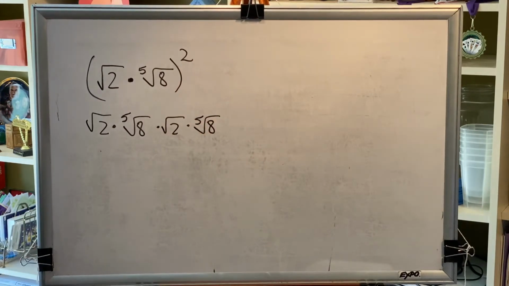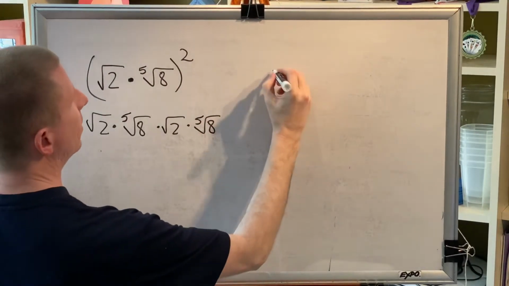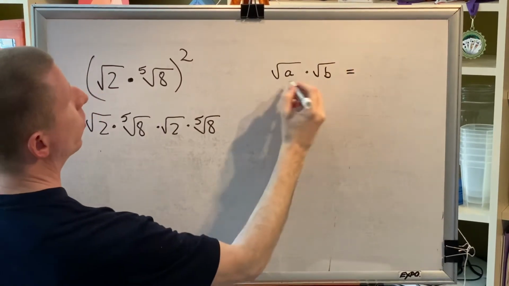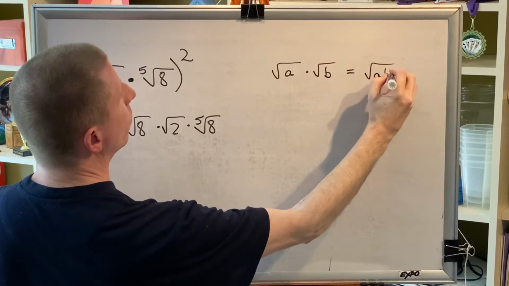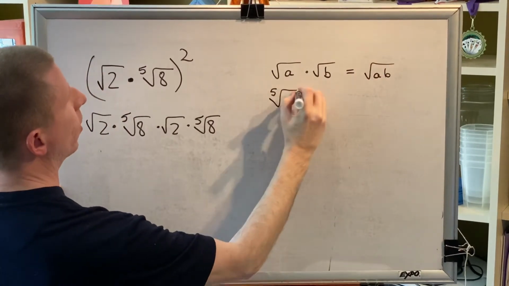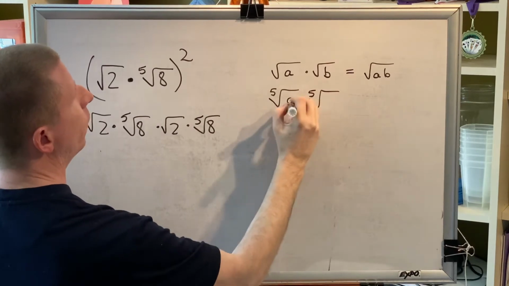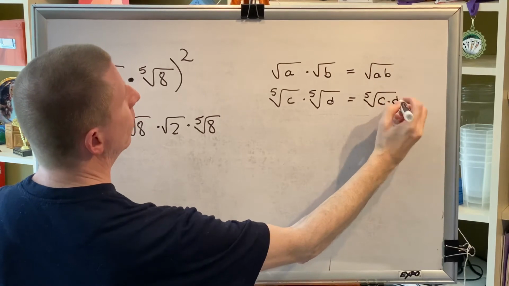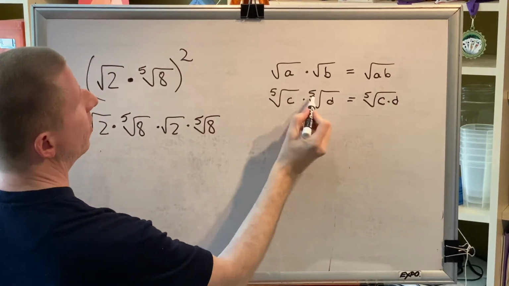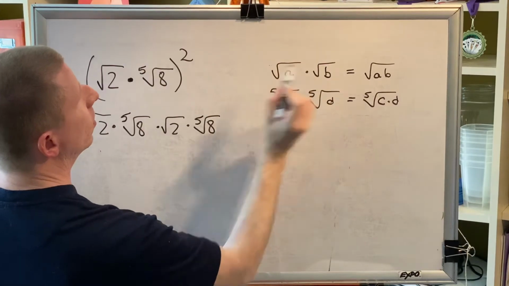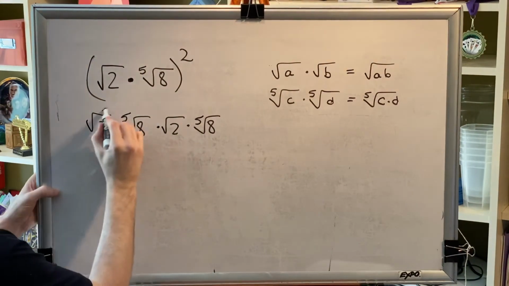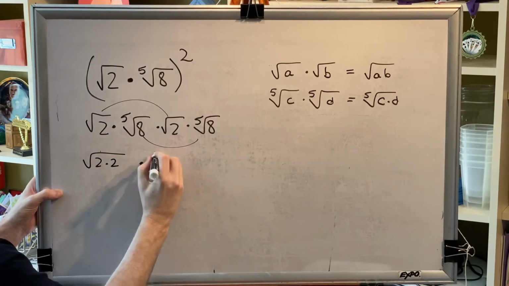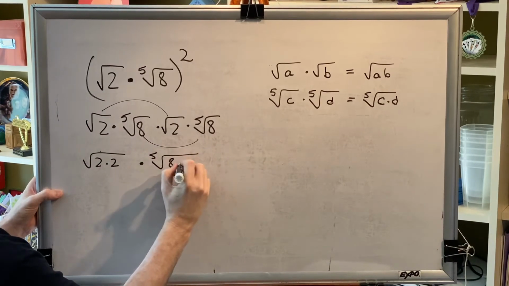Now, the product rule for radicals says that when two radicals of the same index are being multiplied, you can combine them together. So for example, the square root of a times the square root of b equals the square root of ab. And this even works for higher index radicals. So the fifth root of c times the fifth root of d equals the fifth root of c times d. If the index matches, like these 5s or these 2s, then you can combine the radicals together. So we're going to put these together and these together. So we'll get the square root of 2 times 2 times the fifth root of 8 times 8.